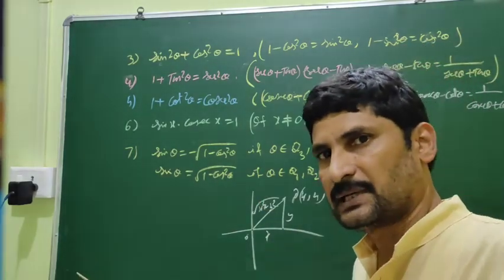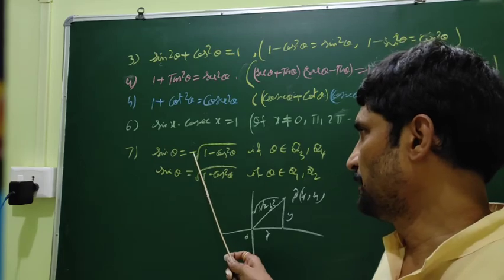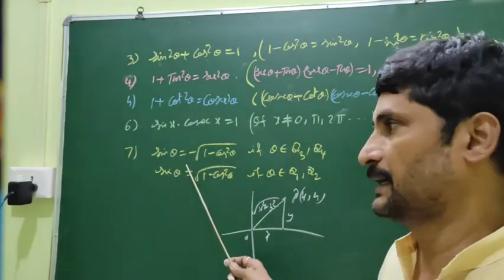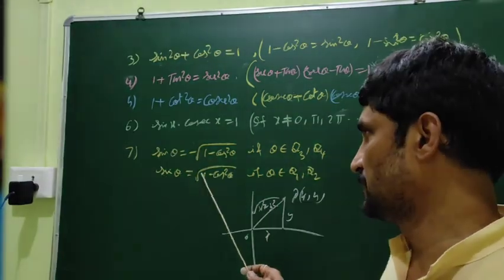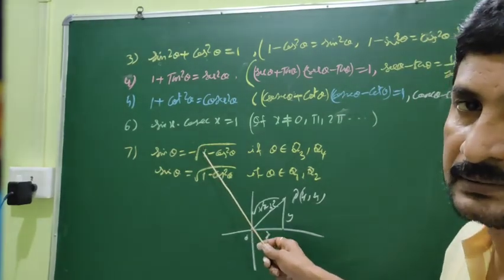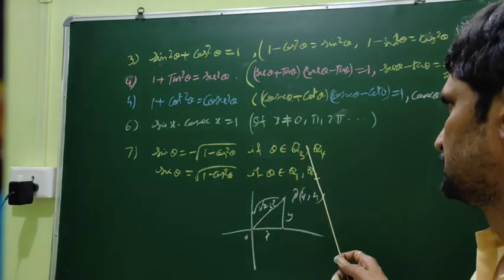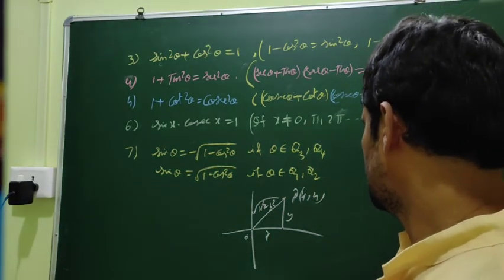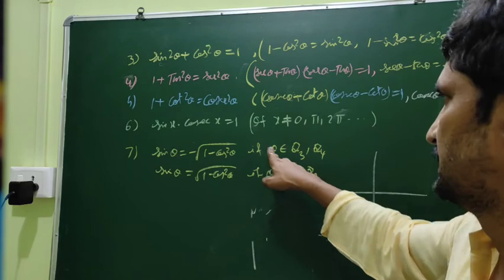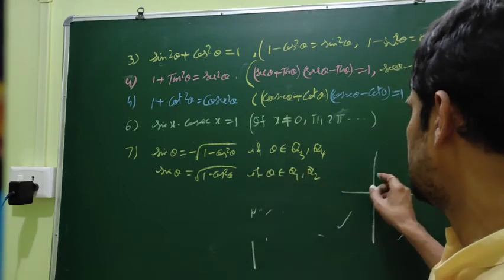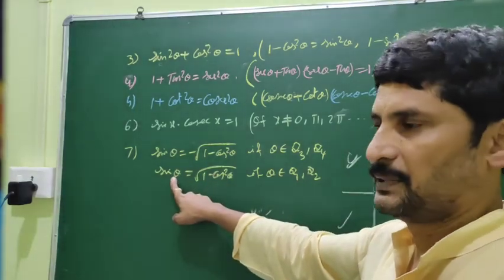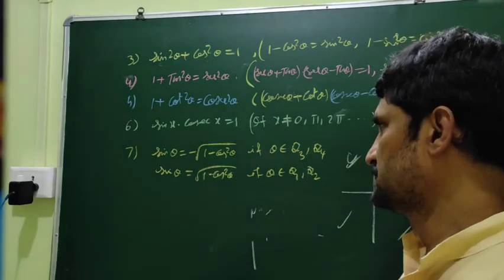Now sin theta in terms of cos theta. Sin theta is equal to minus root of 1 minus cos square theta if sin theta is negative, and plus root of 1 minus cos square theta if sin theta is positive. When is sin theta negative? In which quadrant? Third and fourth. Suppose theta is in the third and fourth, sin theta is negative. Suppose theta is in the first and second, then sin theta is positive, so only plus root of 1 minus cos square theta.